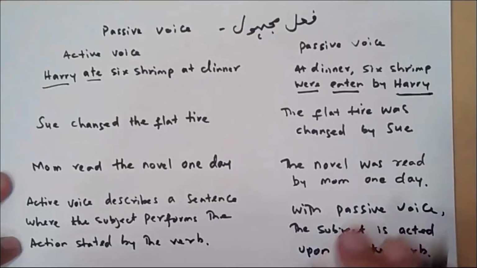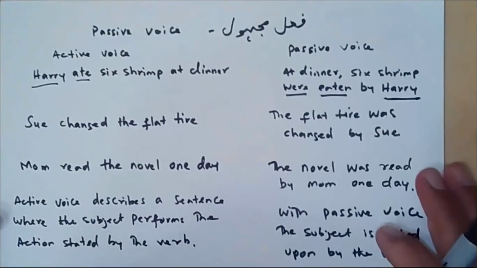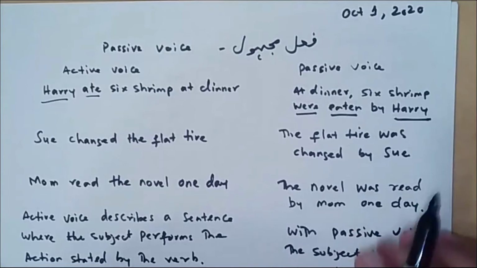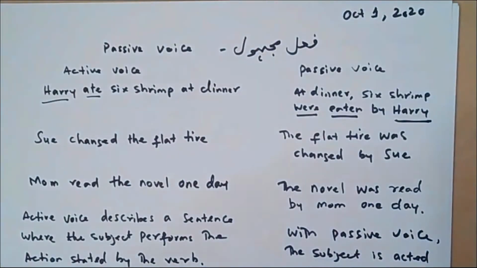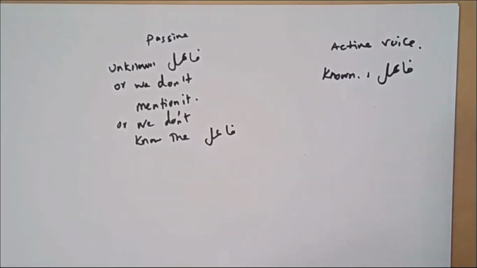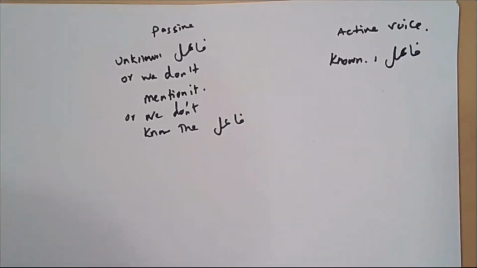Okay, but in Arabic, the goal or the mission in making fi'l majhool is that the fa'il is not going to be mentioned. Is that making sense? What is our goal? What are we trying to do in a fi'l majhool? We will not mention it. We are trying to hide the fa'il.